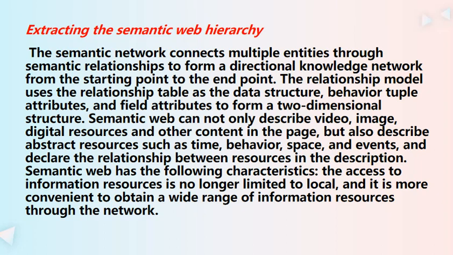Extracting the semantic web hierarchy. The semantic network connects multiple entities through semantic relationships to form a directional knowledge network from the starting point to the end point. The relationship model uses the relationship table as a data structure, with tuples as rows and attributes as fields, to form a two-dimensional structure. Semantic web can not only describe video, image, digital resources and other content in the page, but also describe abstract resources such as time, behavior, space, and events, and declare the relationship between resources in the description. Semantic web has the following characteristics. The access to information resources is no longer limited to local, and it is more convenient to obtain a wide range of information resources through the network.